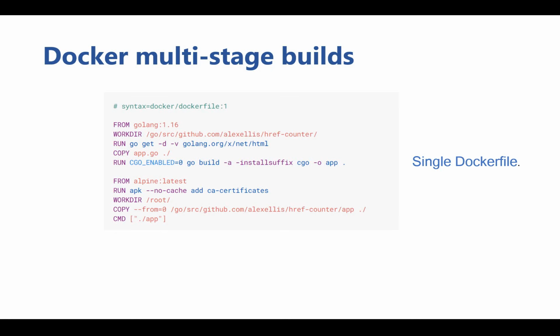You can combine both things like this, like you have two sections. The first section is for the Golang base image, and the second section is for Alpine, right? Now let's explain a little bit about this.